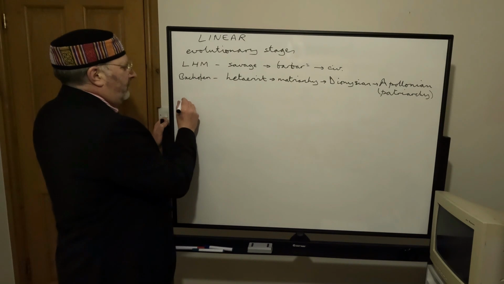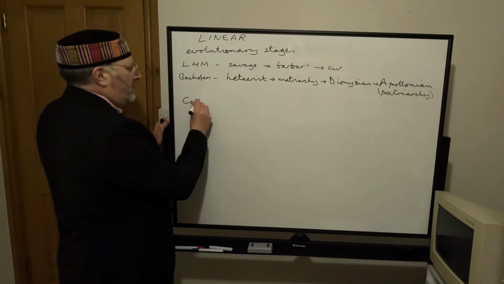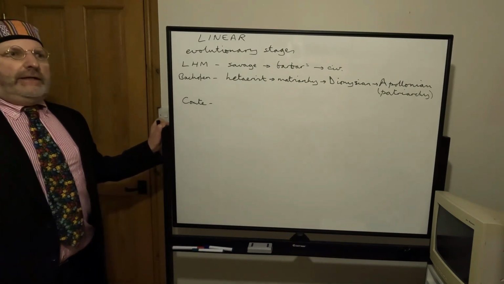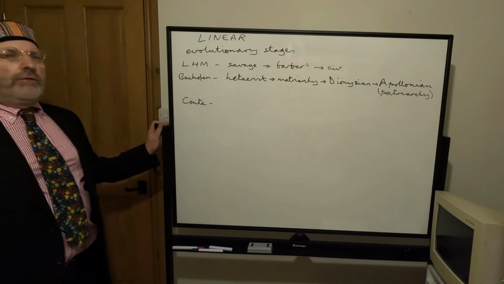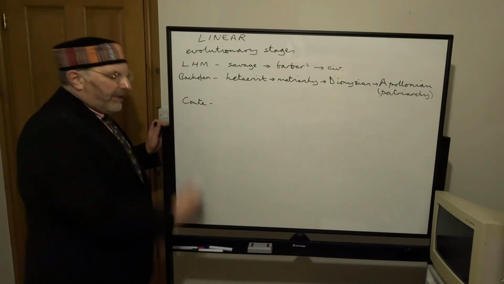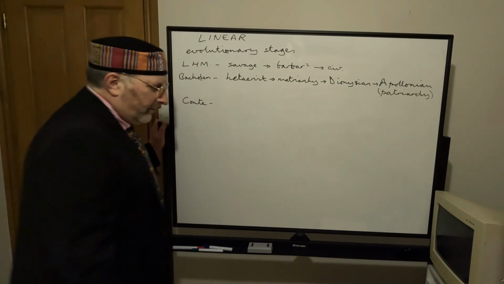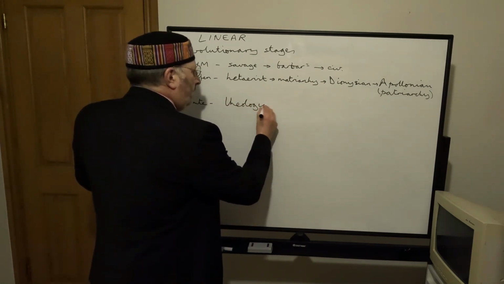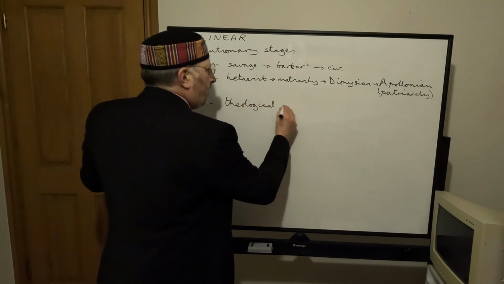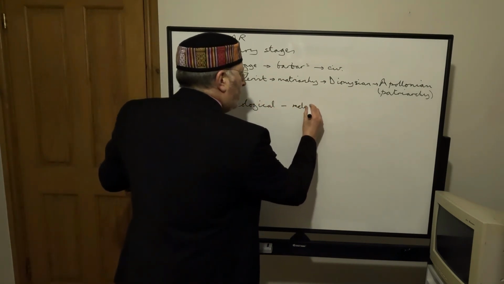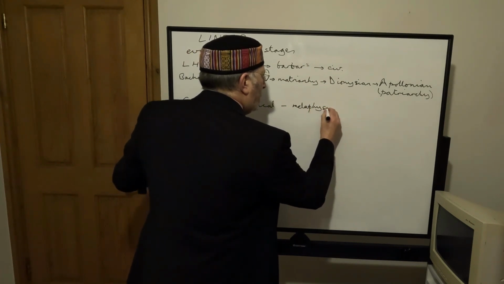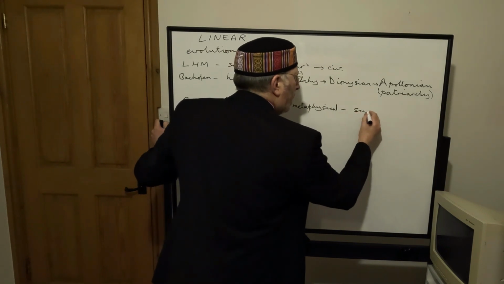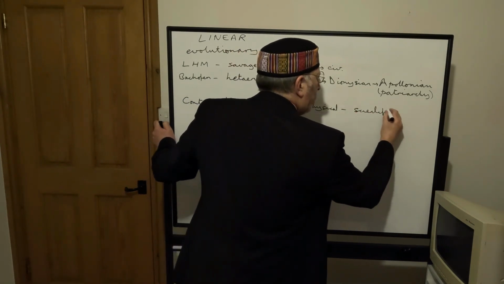Some people have thought about the evolutionary stages in terms of the evolution of intellectual ideas, or the evolution of people's understanding of the world. And the key person there is Auguste Comte. So he identified 3 stages: the theological, the metaphysical, and then the scientific.